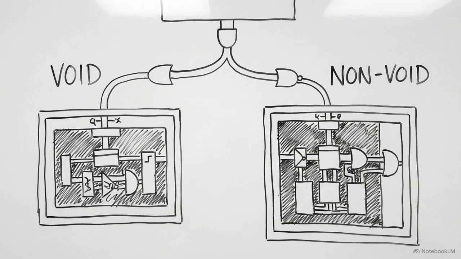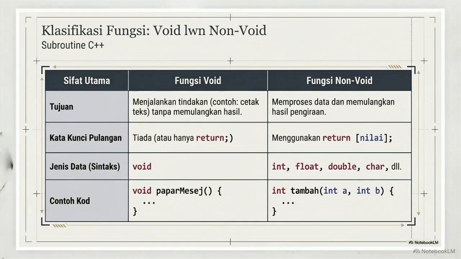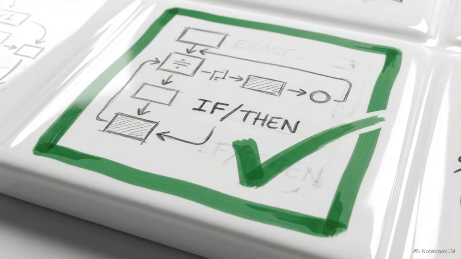Once the function processes that data, it must handle the output according to strict categories. This table classifies functions by return behavior. On the left, void functions execute actions, like printing text with no return value. On the right, non-void functions process calculations, requiring a specific data type and an explicit return keyword to send results back. Establishing this input and output contract ensures data flows predictably across different scopes of the application.